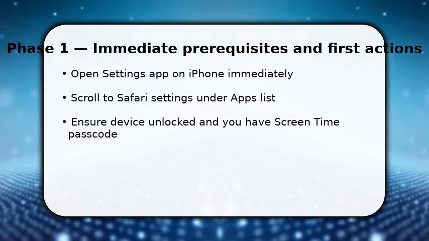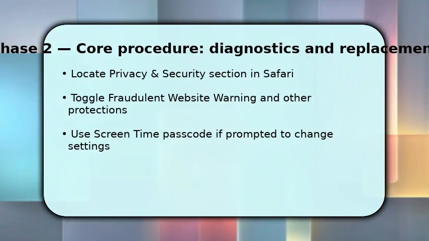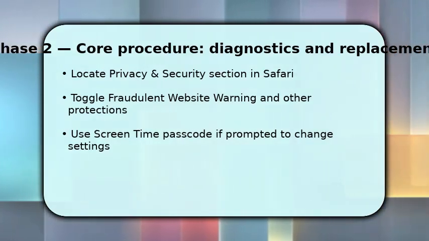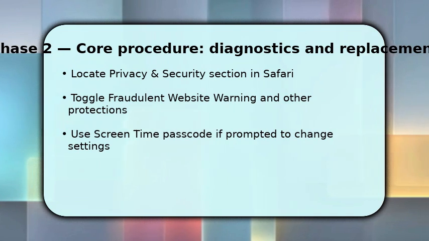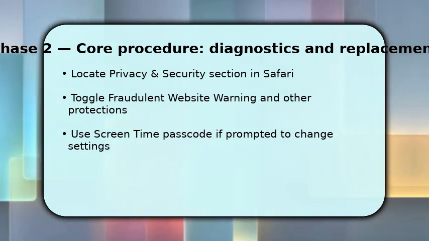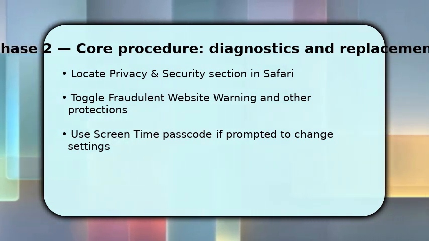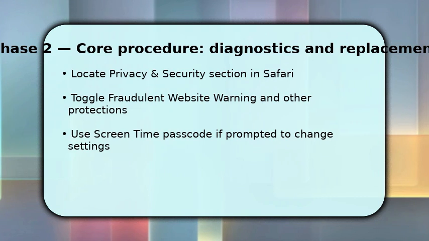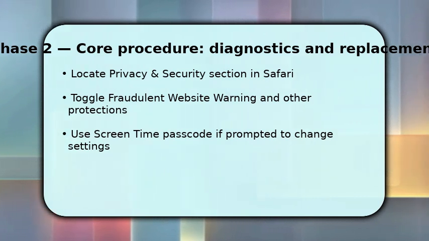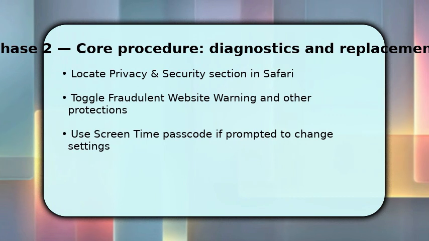Once there, you'll see Fraudulent Website Warning. Toggle it off to disable basic safe browsing checks. If you see additional options like warnings or third-party lists, review each and turn off the specific protections you don't want. You may be prompted for a screen time passcode. Enter it to apply changes.